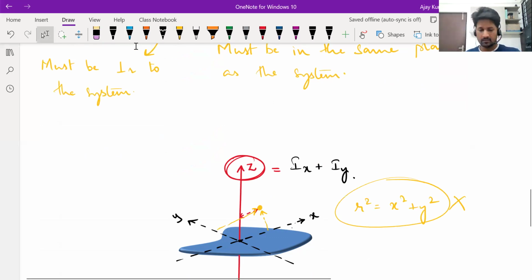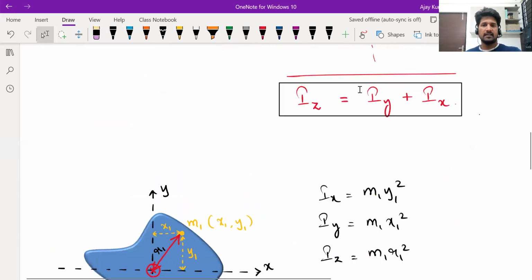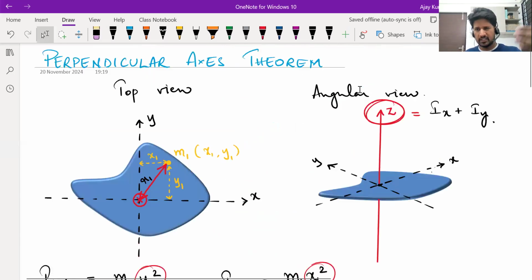Okay. So the perpendicular axis theorem, the way it is derived, and the formula that you get, Iz is equal to Ix plus Iy, is applicable only to planar systems. Even compressing the system parallel to an axis won't work here.